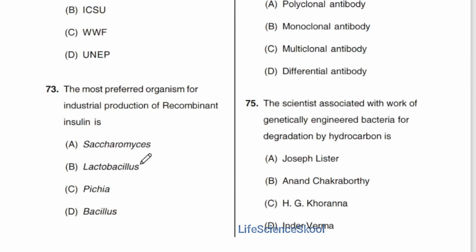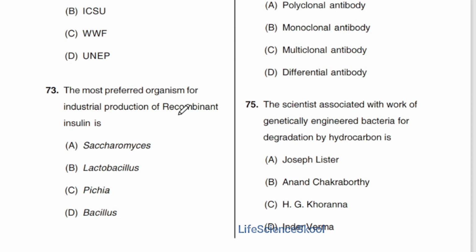Moving on to the next question. The most preferred organism for industrial production of recombinant insulin is option A Saccharomyces, option B Lactobacillus, option C Pichia, option D Bacillus. The correct answer for this is option B, that is Pichia is the correct answer.